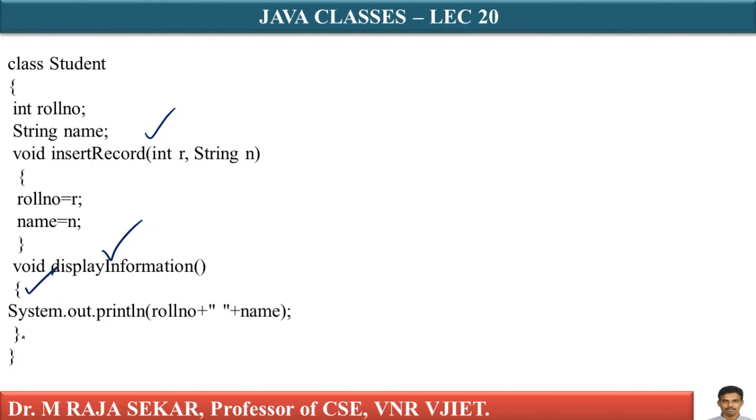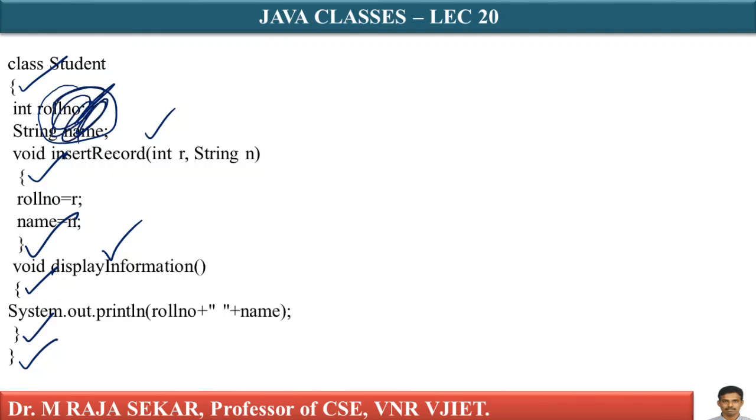This is the beginning of this method. This is the ending of this method. This is the beginning of this method. This is the ending of this method. This is my class beginning. This is my class ending. In a class, which ones can you have? You can have variables and methods. That's what we are saying.